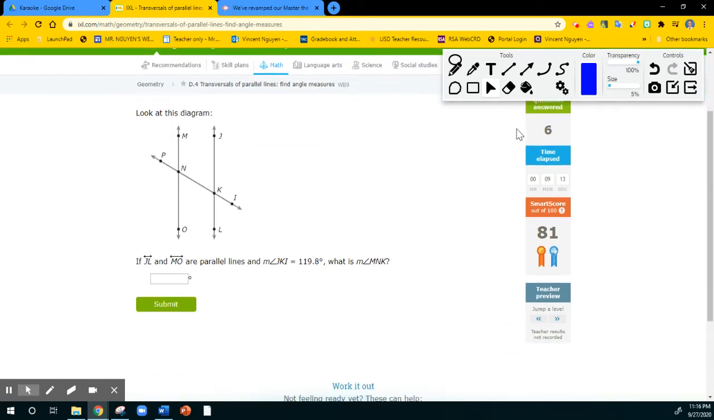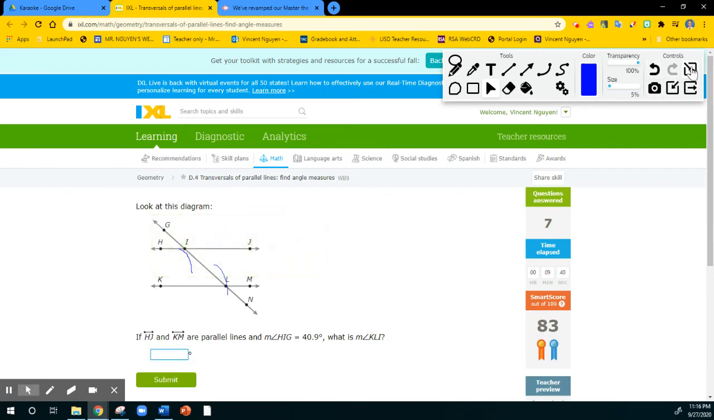All right, hopefully they'll give us something different. MNK is this one, and the one that's given to us, JKI. Oh my gosh, they are corresponding again. So they are congruent. 119.8. I don't think these problems have anything other than congruent.